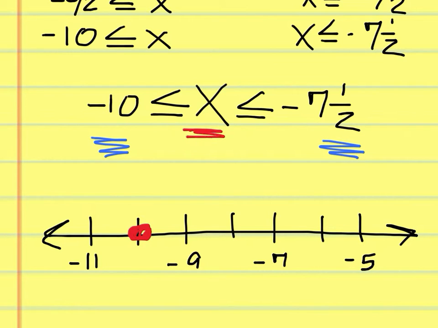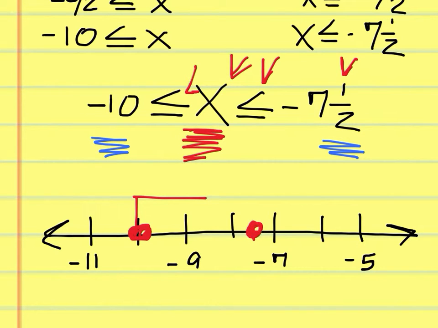Read it with x first. X, with the mouth open to x, means greater than. X greater than or equal to a negative 10, closed dot, up and over to the right. And then x less than or equal to a negative 7.5. Negative 7.5 is here. It's a closed dot, and if x is less than or equal to that, you go up and over to the left.